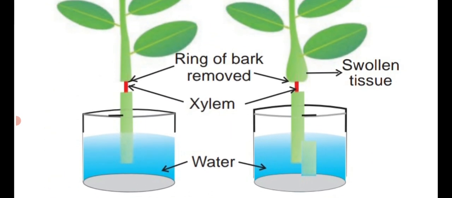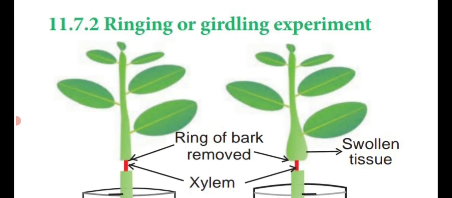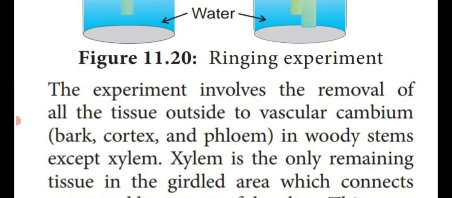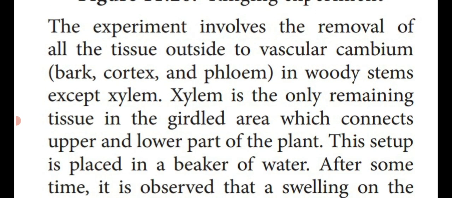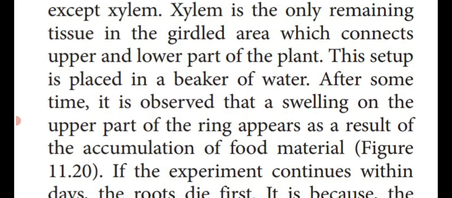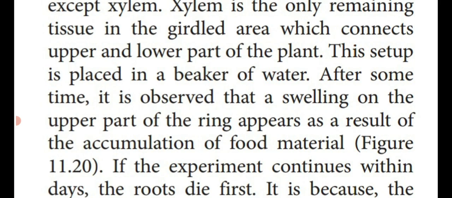Dear students, describing the ringing or girdling experiment is a very important 5-mark question. Make a note in your textbook. See the paragraph. The experiment involves removal of tissue outside the vascular cambium, that is bark, cortex and phloem, in a woody stem region. That means we have taken a plant for the ringing experiment except xylem. See the word, except xylem. Xylem is the only vascular tissue which connects the upper part and the lower part of a plant body.